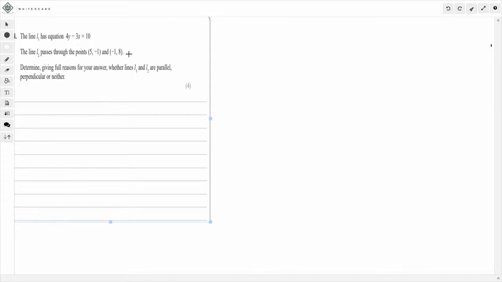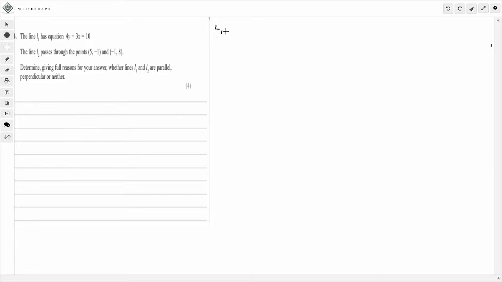If they're perpendicular, what it means is that if this gradient here was 3, for example, then this one must be minus a third. It's a negative reciprocal. And if it's neither, clearly it doesn't satisfy parallel or perpendicular. So what we're going to do is get the gradient of both the lines, and then we can check whether it's parallel, perpendicular, or neither. So let's deal with L1 first.